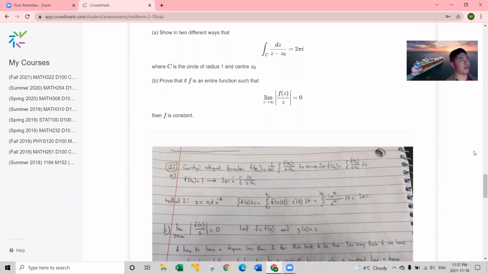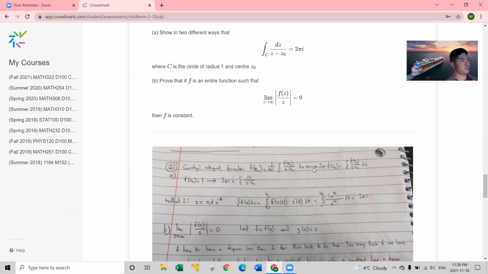I'm very confident about A. I was actually able to find 2 ways to show this is true. The first way is I used Cauchy's integral formula. f of z naught is equal to 1 over 2 pi i times the integral over C of f of z over z minus z naught. This is a true formula. I've memorized it, it's near and dear to my heart.